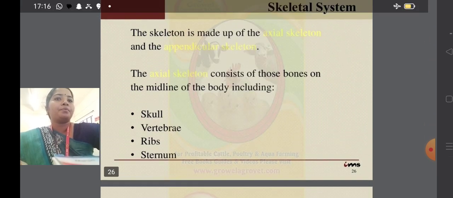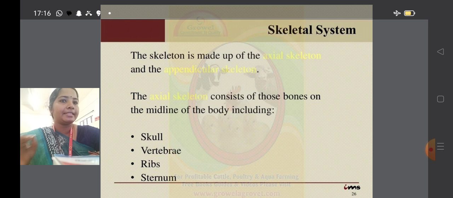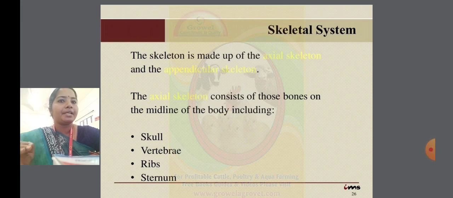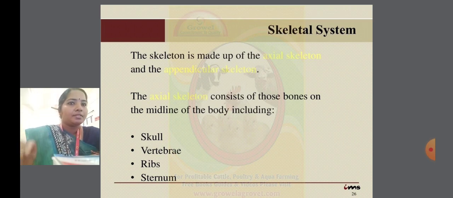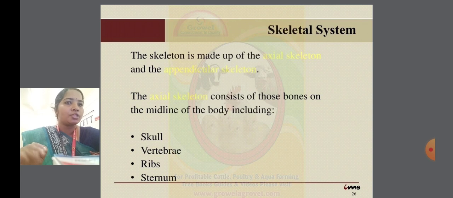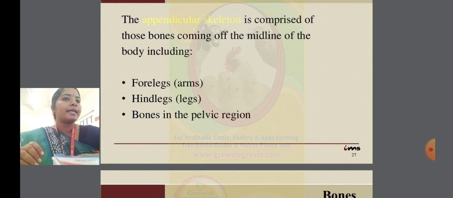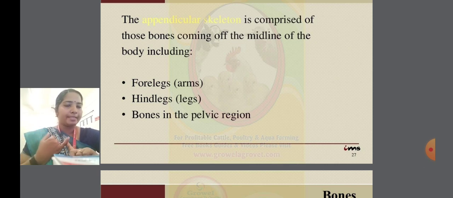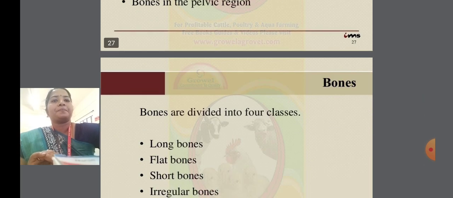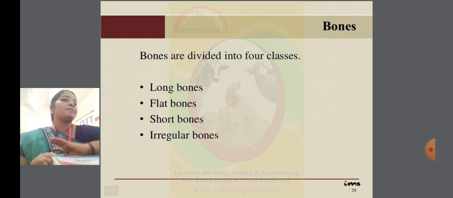The skeletal system is made up of the axial skeleton and the appendicular skeleton. The axial skeleton consists of those bones on the midline of the body, including skull, vertebrae, ribs, sternum, etc. Whereas the appendicular skeleton is comprised of those bones coming off the midline of the body, including forelegs, that is arms, hind legs, that is legs, whereas bones in the pelvic region. Okay, pelvic region means it is in the hips.